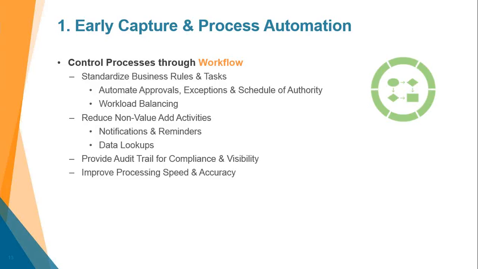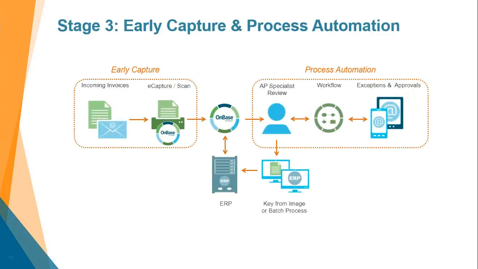So notifications, reminders, we'll show a little bit here as far as some capabilities that exist within Outlook to be able to do that, providing an audit trail within your organization. So from a compliance and visibility standpoint, creating that history once that invoice, in the case of Accounts Payable, is ingested into the system, being able to track that invoice along its life cycle, and then ultimately improving speed and accuracy, which is why we're here talking today.